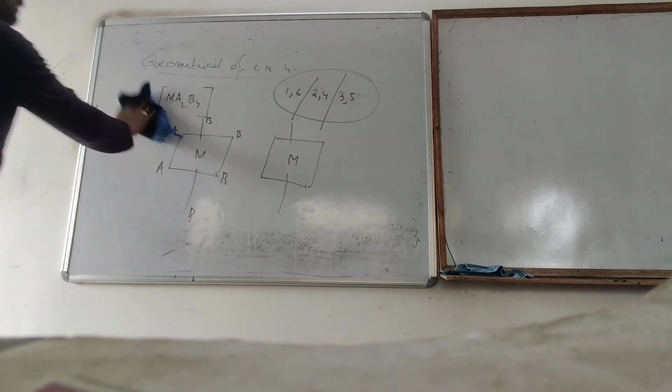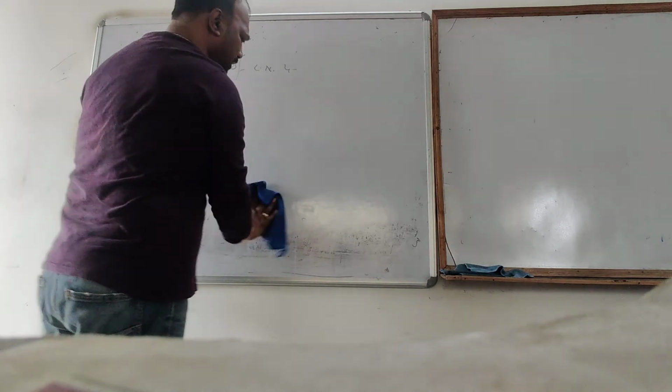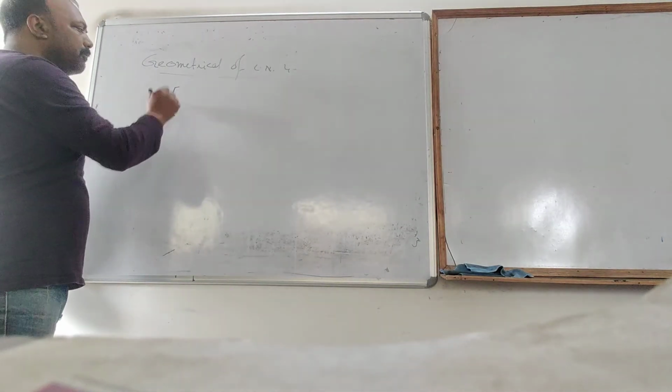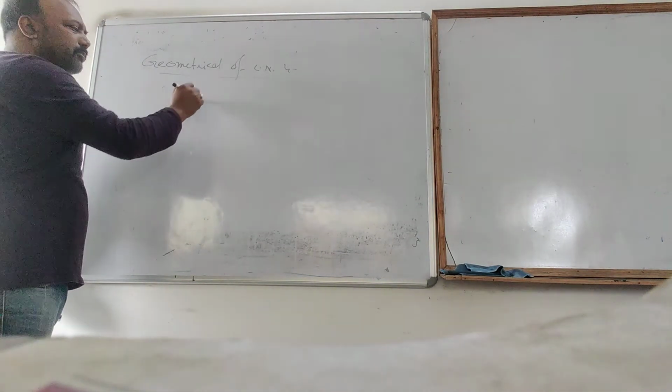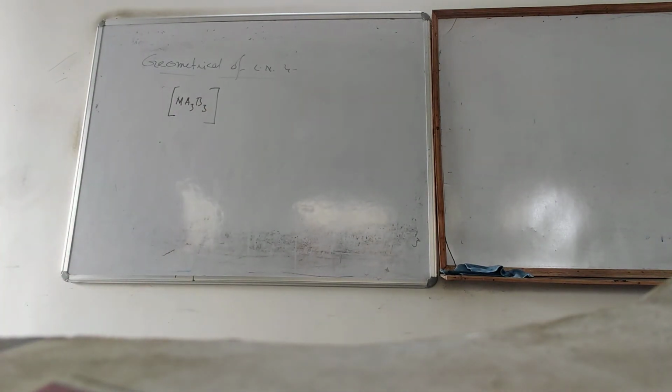The second type again shows geometrical isomerism, not cis-trans isomerism. That is M A3 B3, the MA3B3 type. Obviously it will not show cis-trans, because with 3 ligands we cannot put them in only the cis position or trans position; they will go to both cis and trans. But it will show two geometrical isomers.